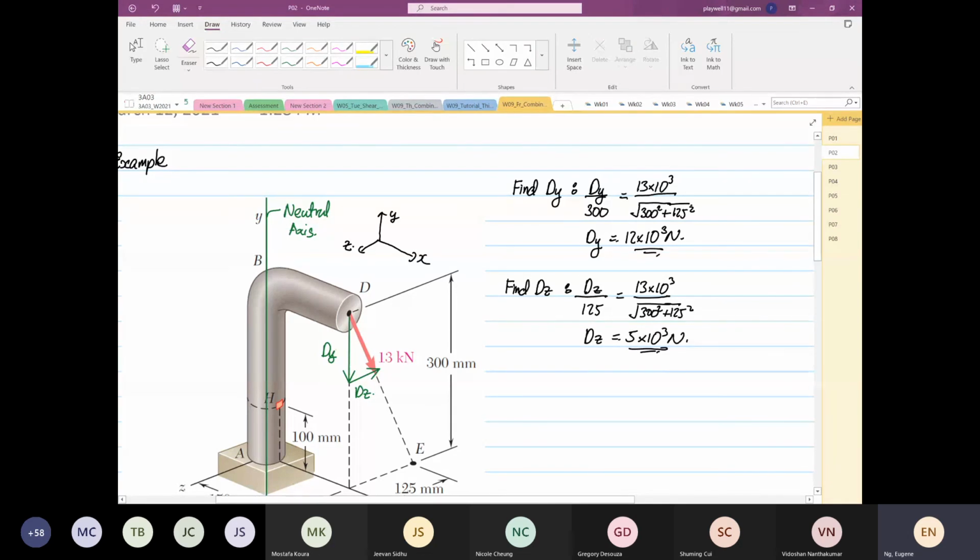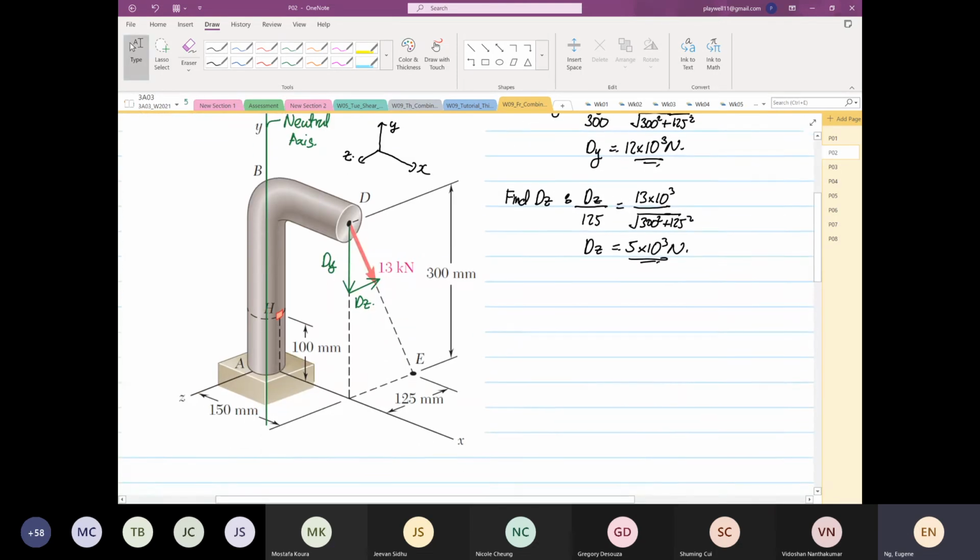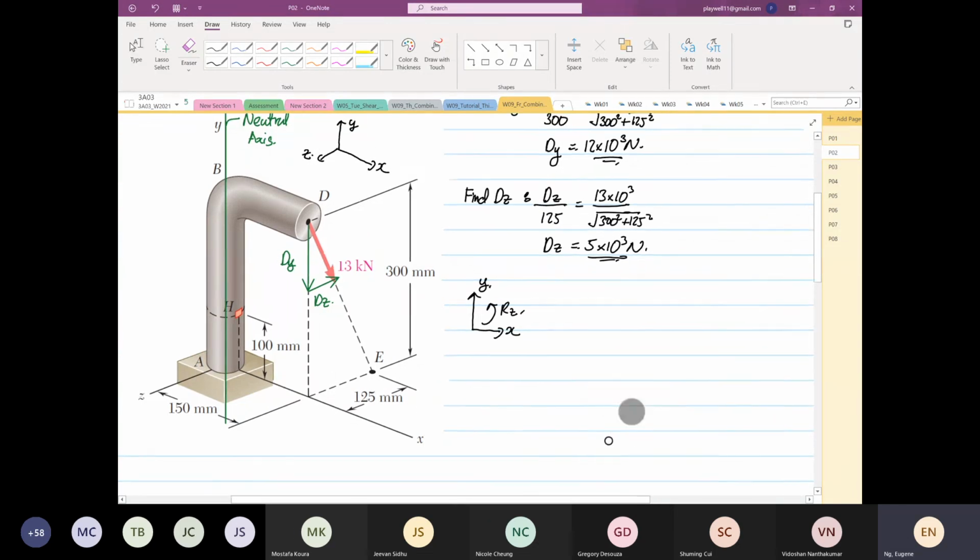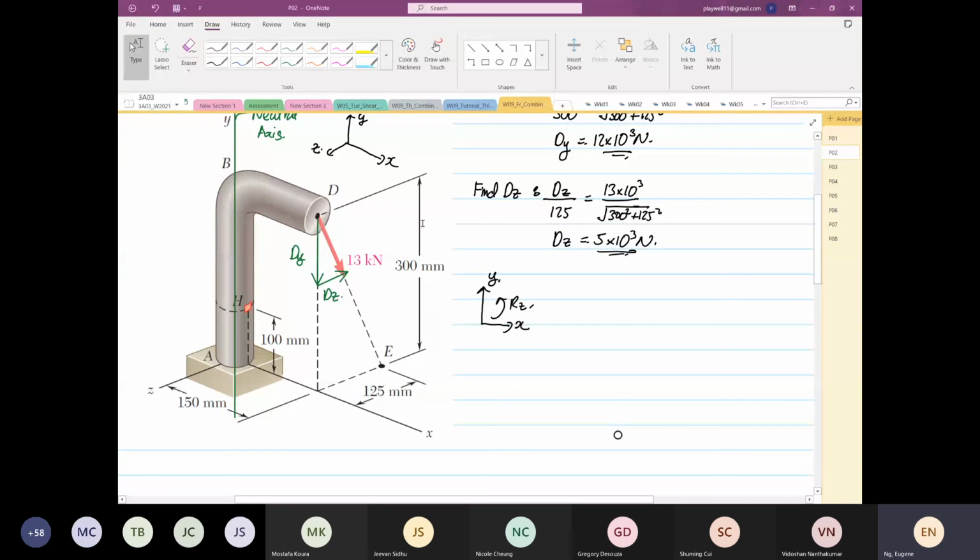Okay, so that is our forces. Hold on, let me check something. Yep, it's correct. So now we have all those. Okay, so I'm going to draw X, then we have Y, then this is rotation about Z. So I'm going to construct the view in the XY plane.